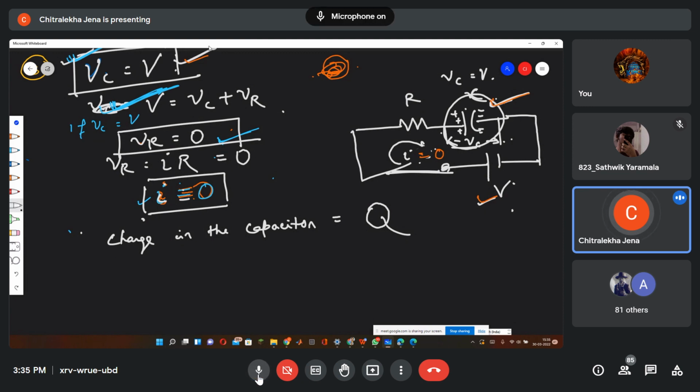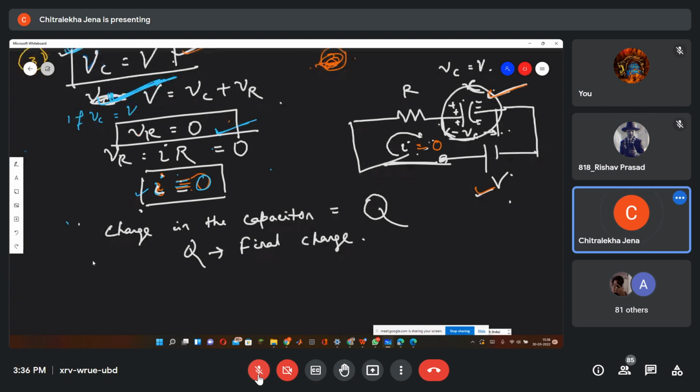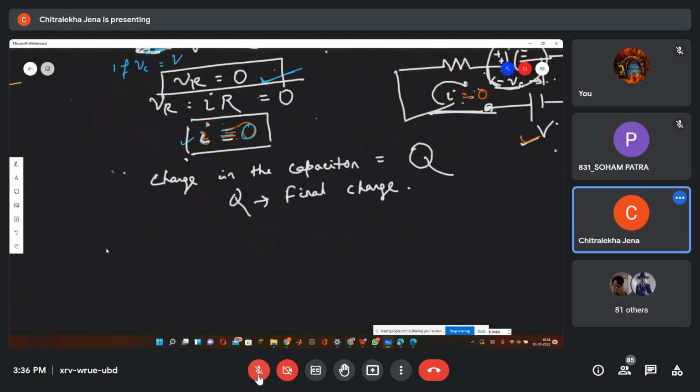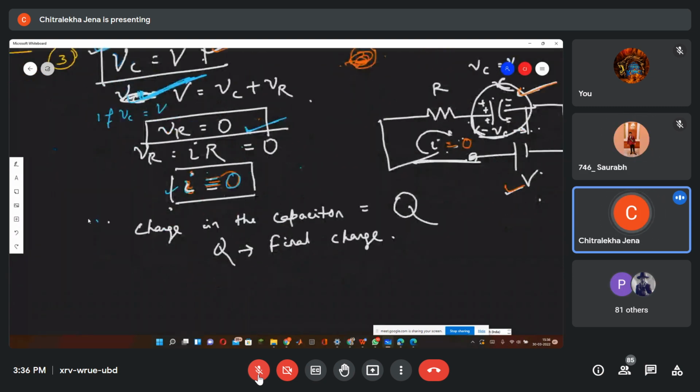Similarly, what is your Q? Q is the maximum charge, or I can write it as the final charge. Am I clear to all of you? Point number 1, point number 3, all of you are clear? Yes, ma'am.